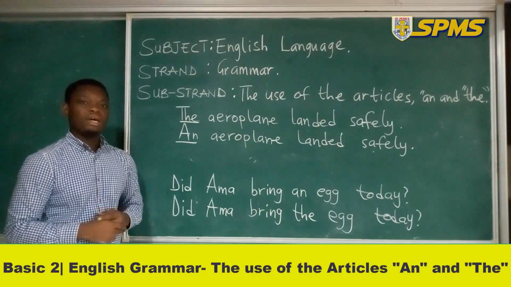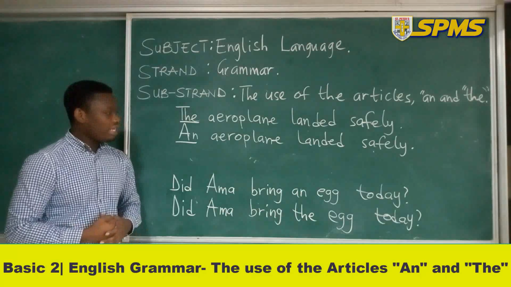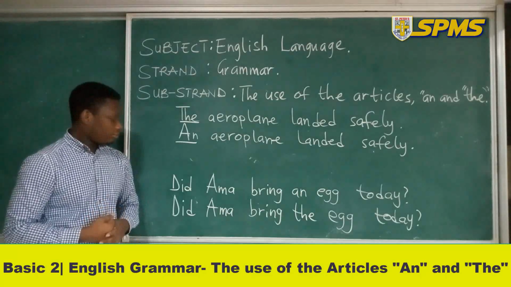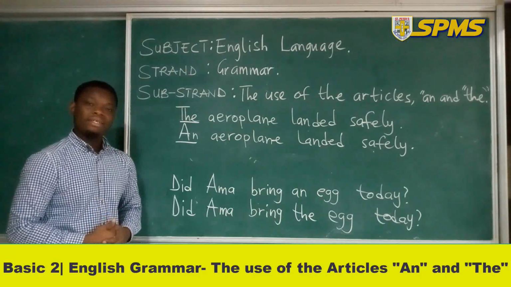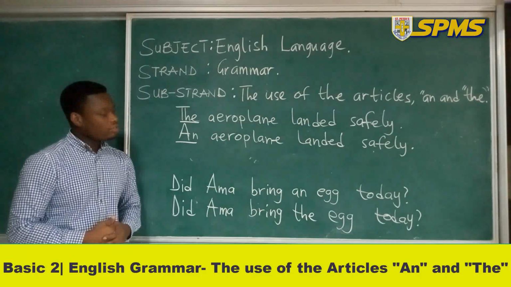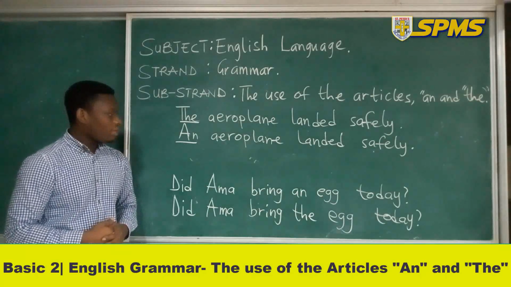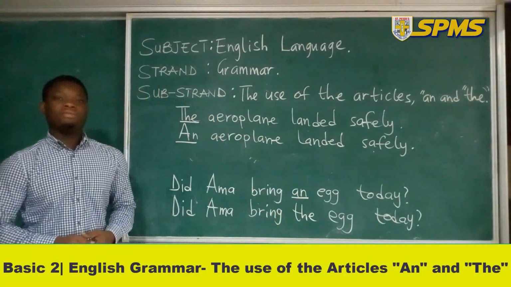And then let's look at our second example. Did Amma bring an egg today? The second one. Did Amma bring the egg today? So let's try to find our article in the first example. Where is our article? It's here. An. Very good.